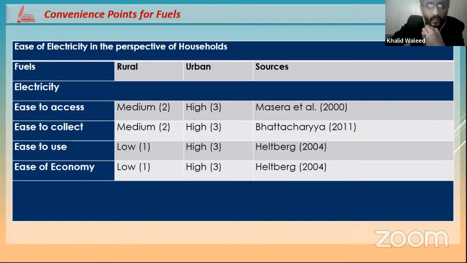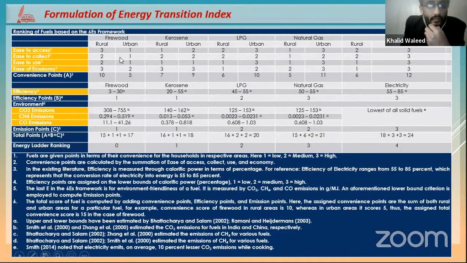And what we have come up with is this ranking of the fuels, which is based on our six E's framework. We have separately calculated the points, which are convenience points, efficiency points, and environment points. After adding these three dimensions, we can rank our fuels in the energy ladder ranking. On the basis of this ranking, we can assign firewood at 0, kerosene at 1, LPG at 2, natural gas at 3, and electricity at 4, because electricity is the most efficient of all.